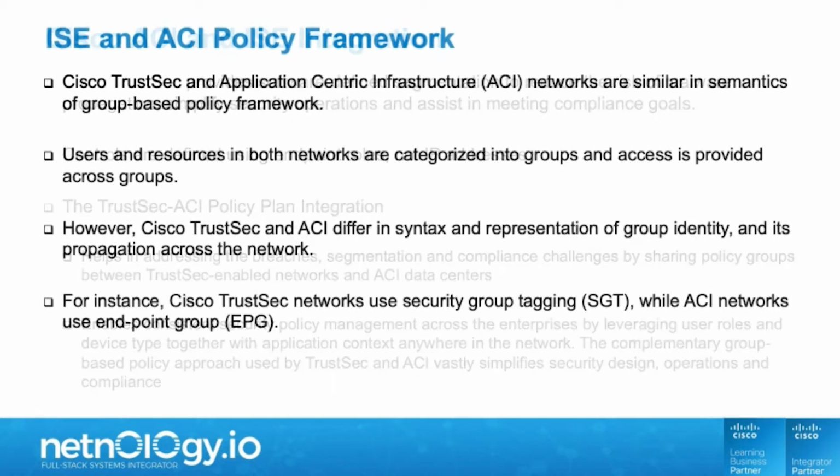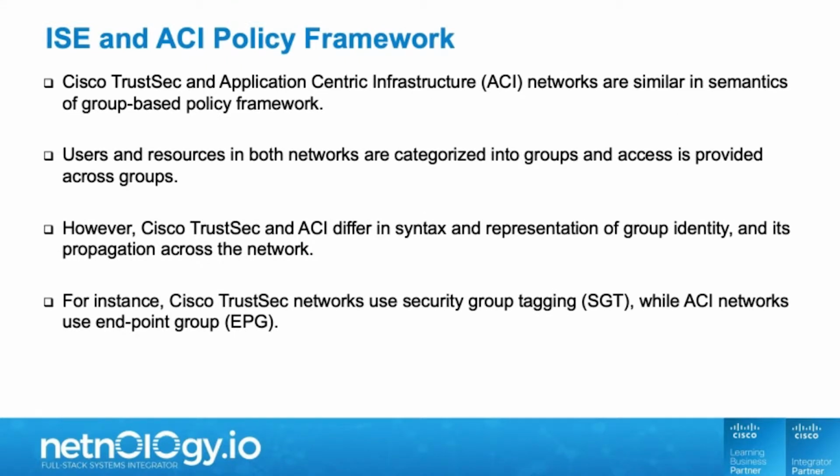Cisco TrustSec and Application Centric Infrastructure, or ACI, networks are similar in semantics to the group-based policy framework. Users and resources in both networks are categorized into groups, and access is provided across groups. However, Cisco TrustSec and ACI differ in syntax and representation of group identity and its propagation across the network. For instance, Cisco TrustSec networks use security group tagging, or SGT, while ACI networks use endpoint group, or EPG.